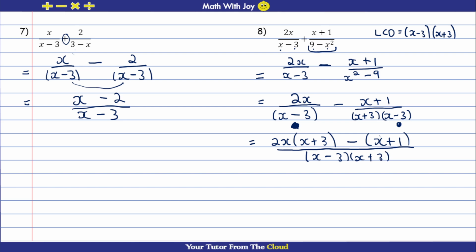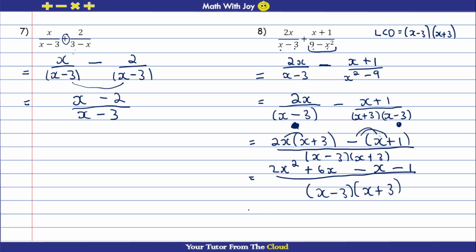Now we have to simplify the numerator. So simplify the numerator. You're going to get 2x times x is going to give us 2x squared. 2x times 3 is going to give us 6x. Then multiplying the negative inside is just going to give us minus x minus 1. And we leave the denominator as it is, x minus 3, x plus 3.